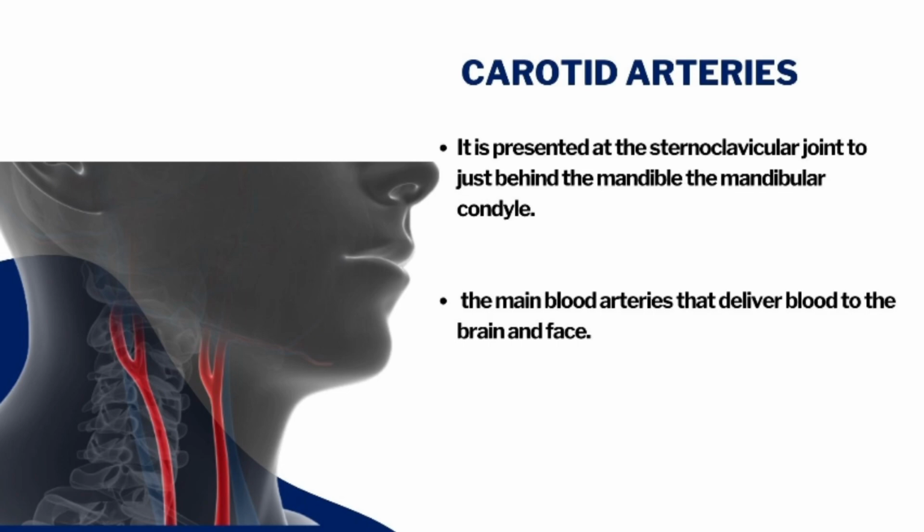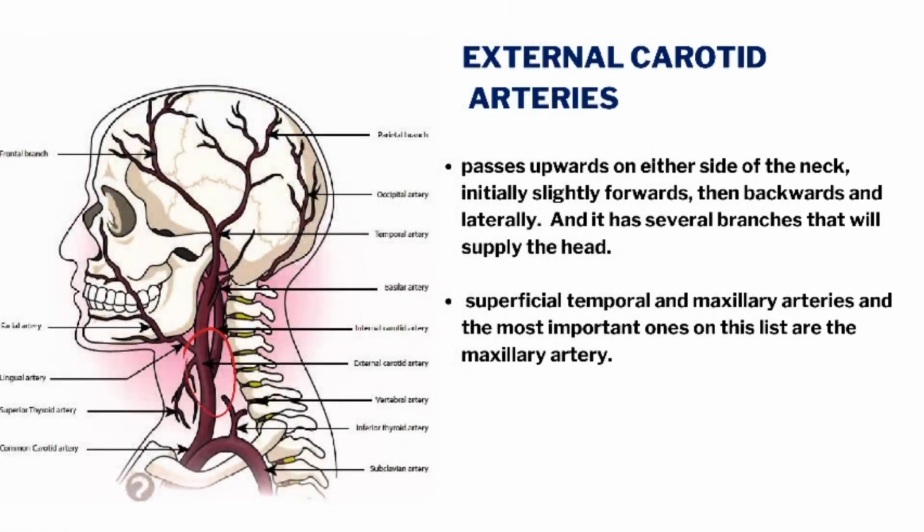Each lies within the carotid sheath of deep cervical fascia, together with the internal jugular vein and vagus nerve. In the lower part of the neck, the arteries are separated by a narrow gap that contains the trachea, and higher up, they are separated by the thyroid gland, larynx, and pharynx. At the level of the upper border of the thyroid cartilage, the common carotid artery bifurcates into external and internal carotid arteries. So now, let's talk about the external carotid arteries.